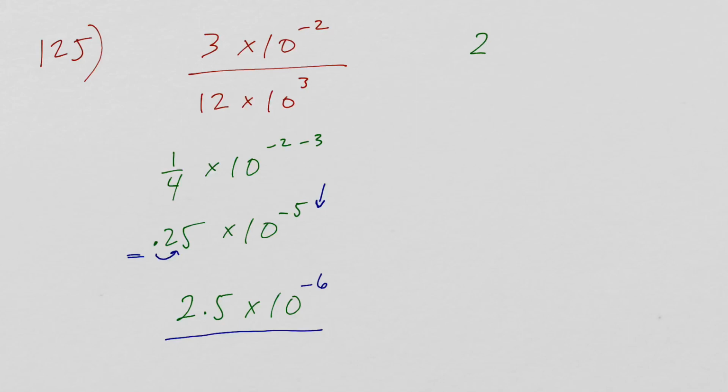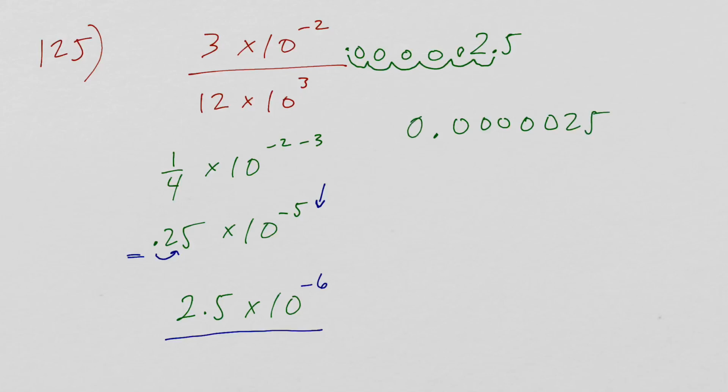So I'm going to write 2.5, and I'm going to move my decimal 6 times. Now it's a negative number, so I have to move it to the left. 1, 2, 3, 4, 5, 6. And I'm going to fill in the zeros. And I'm going to rewrite this so I don't have 2 decimals. So 1, 2, 3, 4, 5 zeros, then the 2, 5, and I put a leading 0 to the left of the decimal.